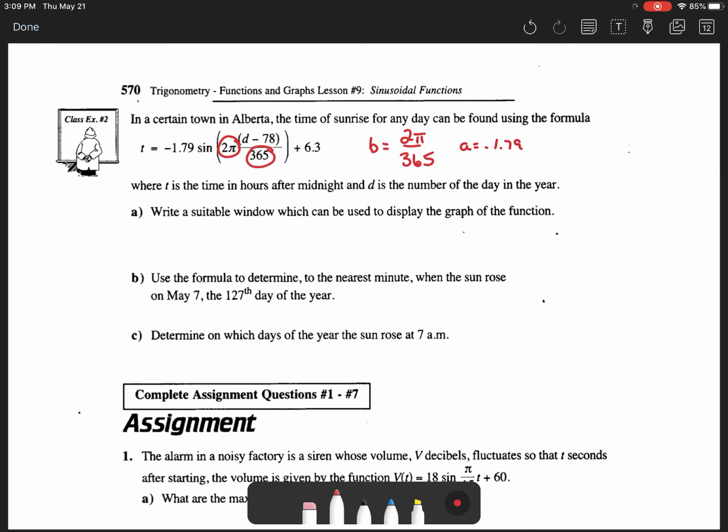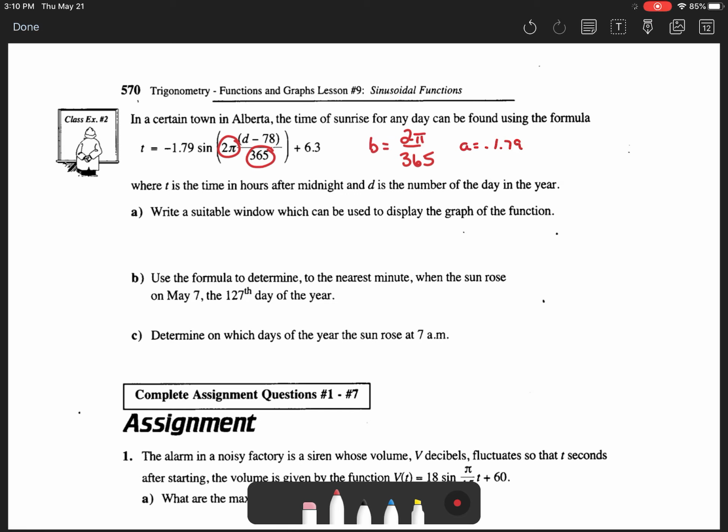A is obviously the negative 1.79. You have d minus 78. Okay, so that's your phase shift. So that would be 78 units to the right. And then you see plus 6.3, that's your D value. So the graph is going 6.3 units up. But the tricky one is that the B, sometimes they write as 2 pi over 365. They don't simplify it. So they leave it like 2 pi over 365.